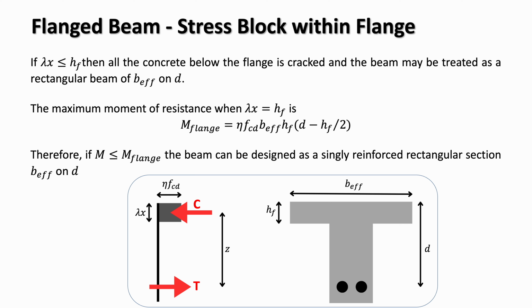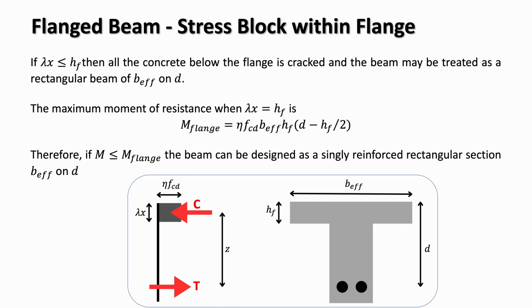This is a quick recap of what happens when the neutral axis lies fully within the flange. If λx is equal or smaller than h_f, so the height of the flange, it means that the concrete below the flange has cracked and is no longer able to contribute to compression. In that case, the beam behaves like a rectangular section with an effective width of b_eff, like we just calculated, and an effective depth of d.